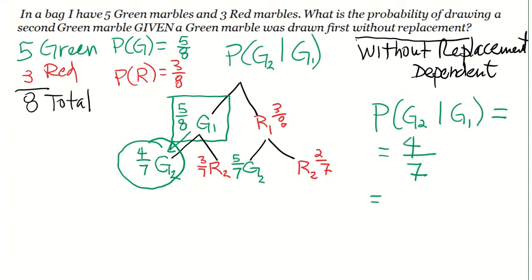And that equals 0.5714, which means that equals 57.14%. There is a 57.14% probability that if I drew a green on my first try, then I will draw a green on my second try. So now let's look at this same problem, but this time we're going to use the formula for getting conditional probability to solve it.